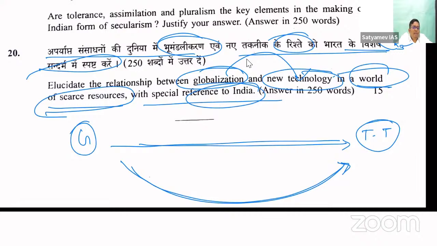And in the end, you will have to talk about the conclusion. Write the conclusion. Conclusion will be what? In conclusion, you will have to say that globalization should be linked with technological development and an inclusive diffusion of innovation and technology.